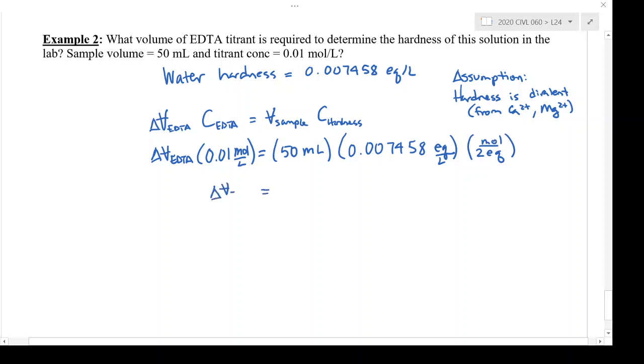So then I can solve for the volume of EDTA that will be added, and I get 18.5 milliliters of EDTA added. And just to clarify, this is added to a 50 mL sample, and this is what we would add in the titration to titrate that solution. So there's our answer.